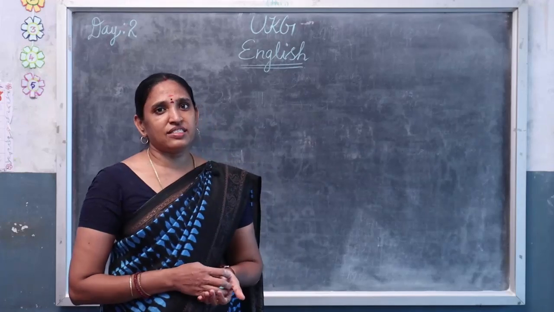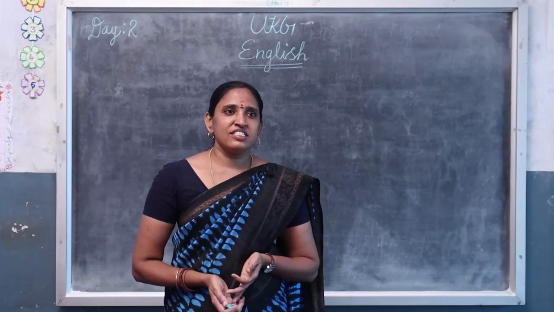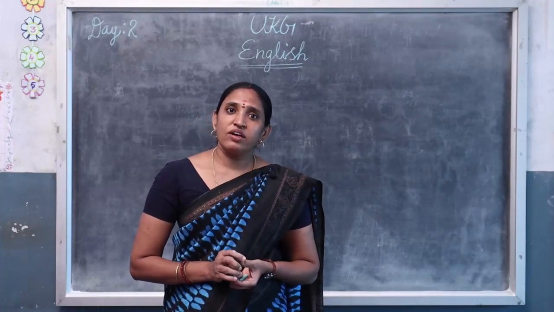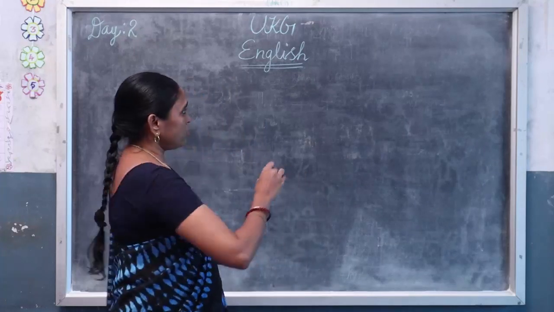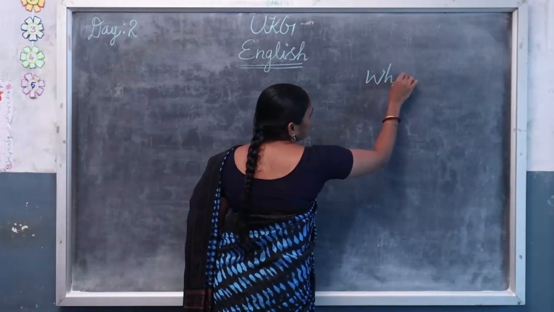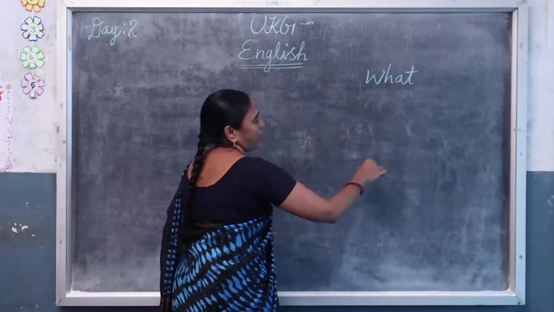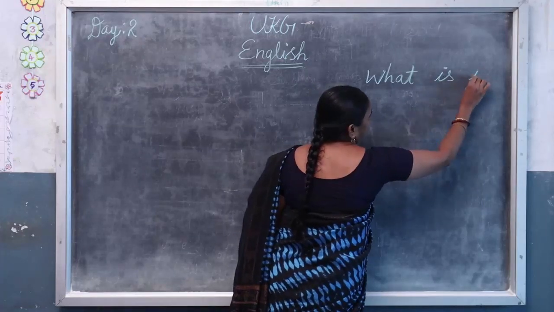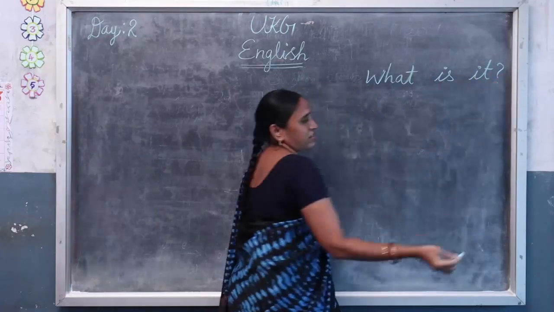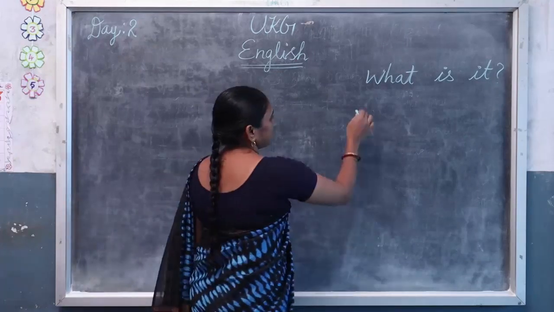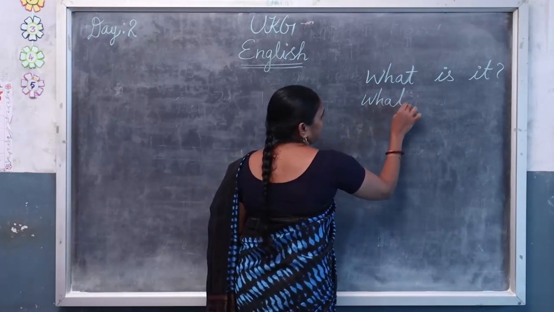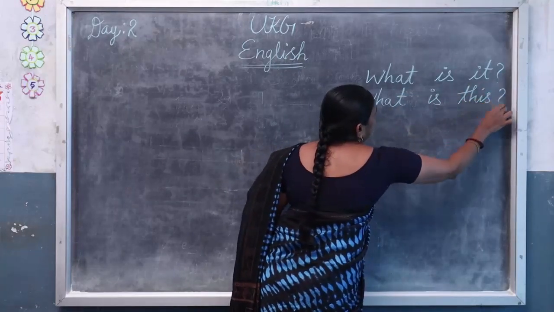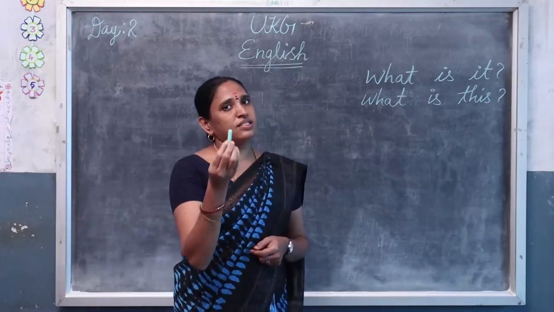Let's begin the class. Yesterday what we learnt: what is it and what is this. What spelling? W-H-A-T, what. Then it: I-S, is, and it. What is it? It is a chalk. Then next one, what is this? It's and this, it's the same meaning. What is this? This is a chalk.